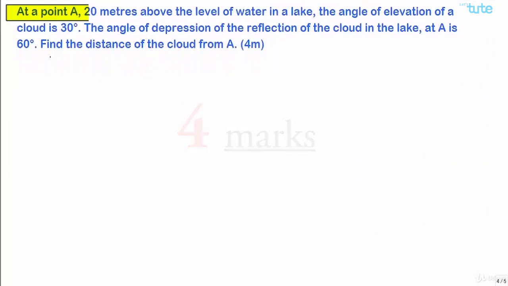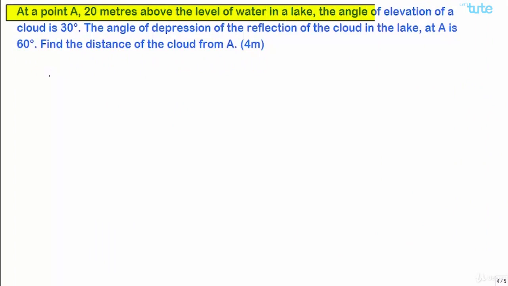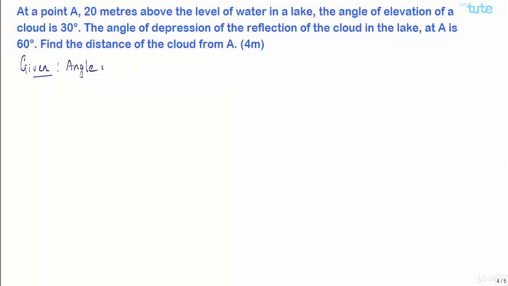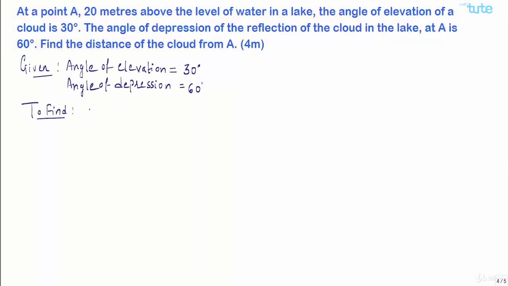At a point A, 20 meters above the level of water in a lake, the angle of elevation of a cloud is 30 degrees. The angle of depression of the reflection of the cloud in the lake at A is 60 degrees. Find the distance of the cloud from A. So let's quickly write down the things given and to find.